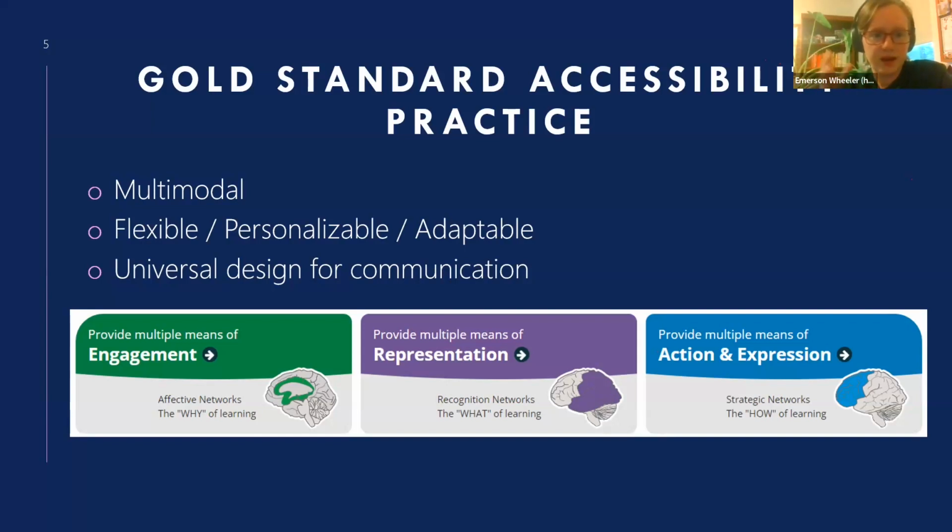And if there's one word that you remember, it should be multimodal, because accessibility is something that doesn't really have an end. It's a big thing, and it looks different for every disabled person. So being able to adapt what you're doing to whatever that person's needs are is the best way to go. And this picture is from Universal Design for Education. So it says learning, but it could also be for communication. And it says provide multiple means of engagement, representation, and action and expression.